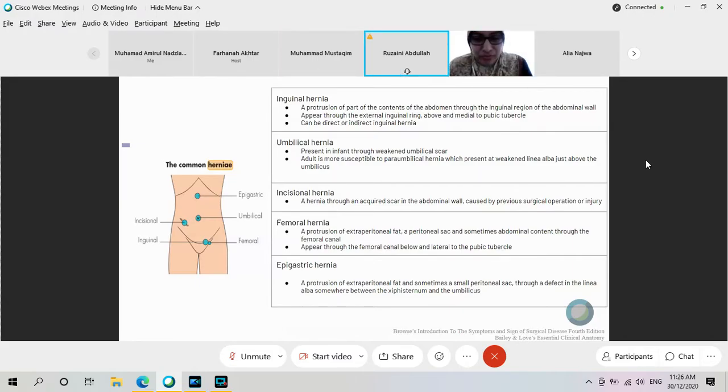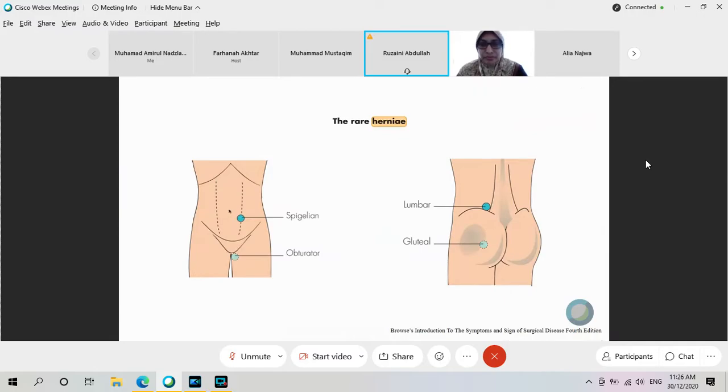Okay, thank you, Doctor. So that is for the types of inguinal hernia that is common, and epigastric hernia is not really common. I'm sorry. Next slide. So these are some varieties of hernia, very rare hernia. I'm not going to explain any details. We have Spigelian hernia, obturator hernia, lumbar hernia, and uterine hernia. Okay, next slide.